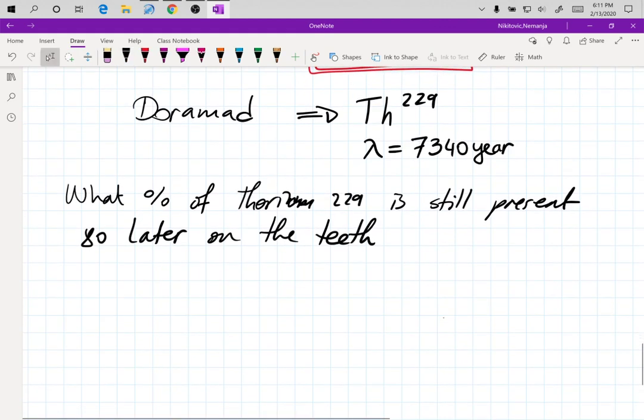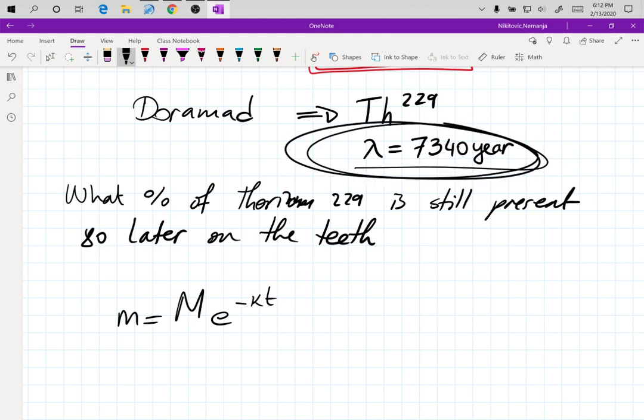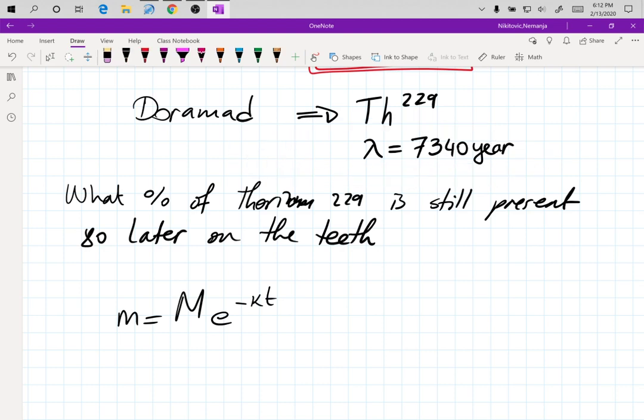Well, we know our decay model. It's mass equals initial mass, this is how much thorium has been put on the teeth, times e to the negative kt, or positive kt, whatever. If you put the negative k, it will be positive. If you put positive k, then it will be a negative number. So it has to end up negative anyway. And we know that the lambda is given to us as 7,340.